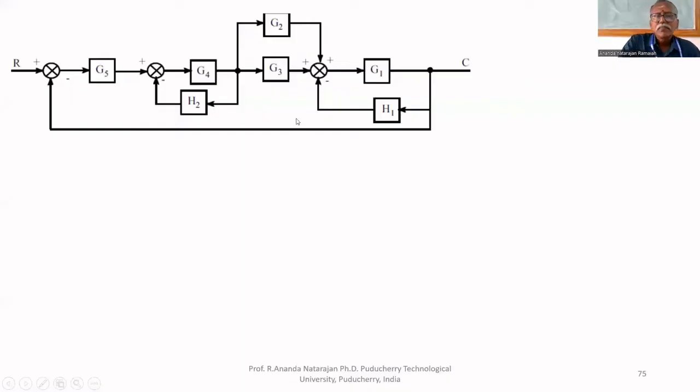Today we are going to see both methods, block diagram reduction as well as the signal flow graph method, on another two sums. Given the block diagram, we have to find C(s) upon R(s) using the block diagram reduction method.